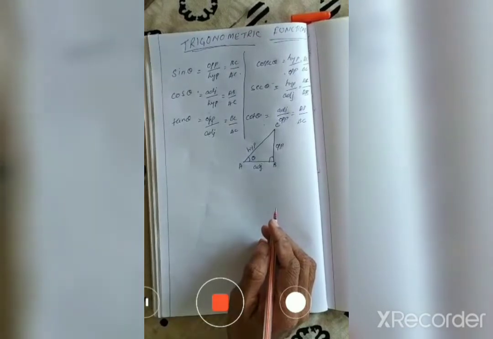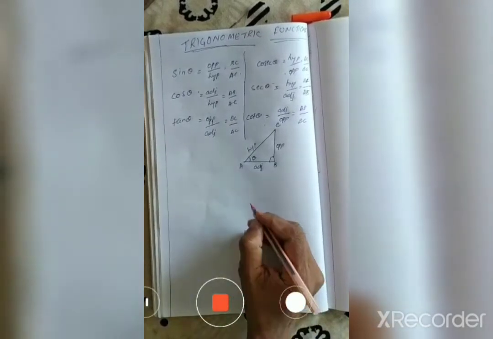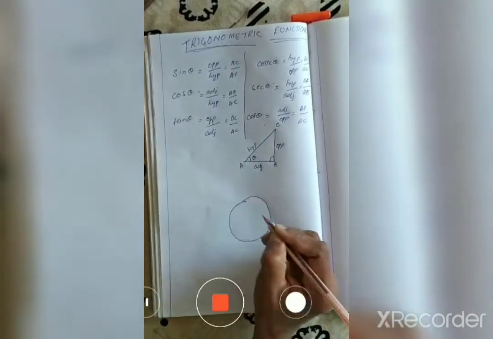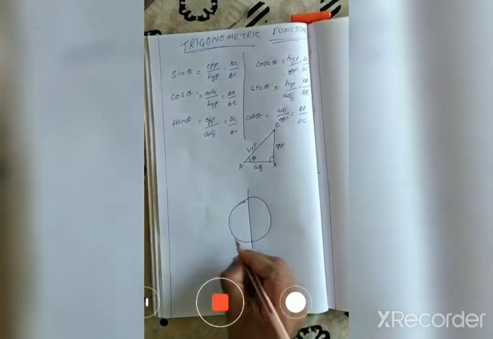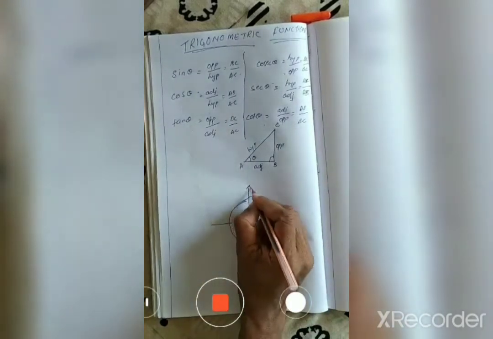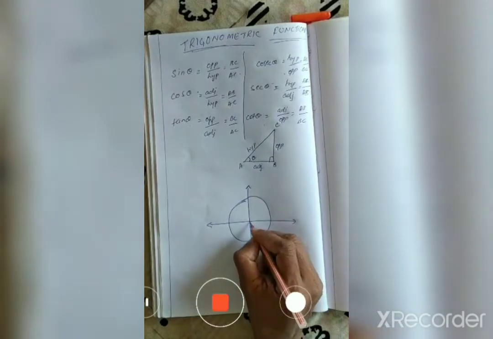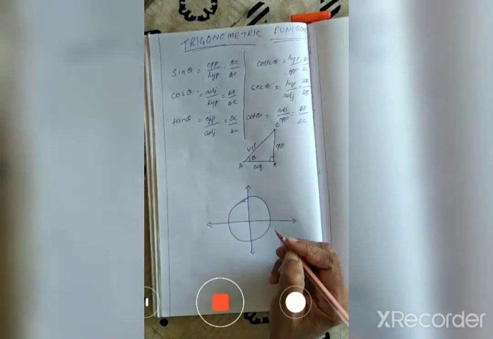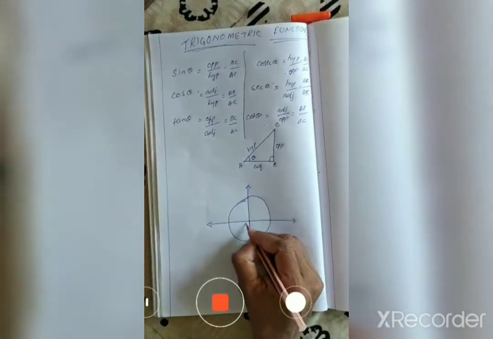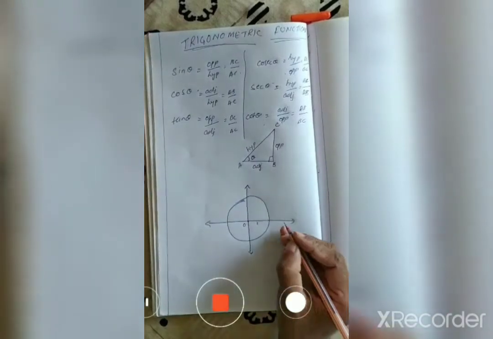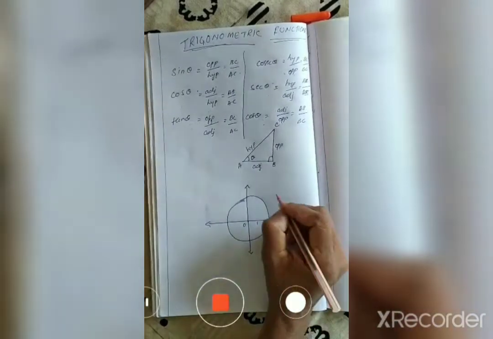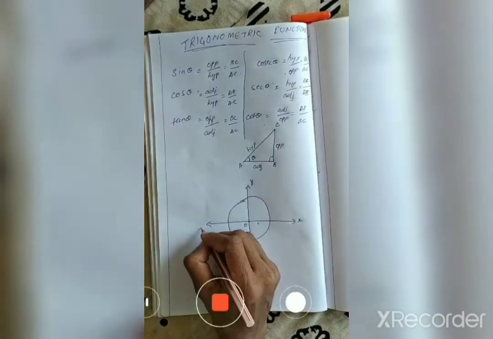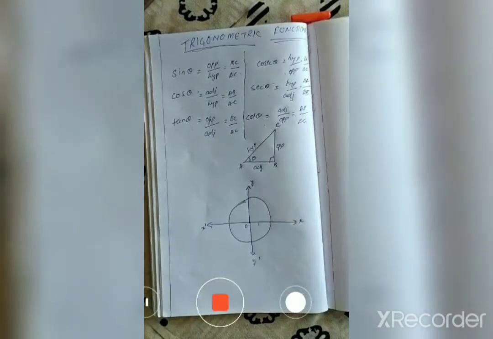Now, consider a unit circle. What is a unit circle? A circle having unit radius, which means its radius is 1 unit, is called a unit circle, with the center at the origin. Here we have the x-axis, y-axis, positive x-axis, positive y-axis, negative x-axis and negative y-axis.